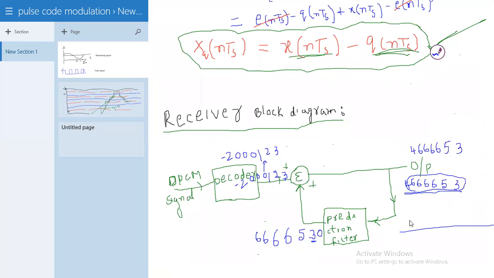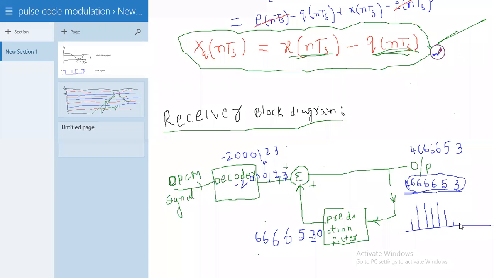సో హియర్ దిస్ ఈజ్ అన్ 4. This is an 6. 6. 6. This is an 5. This is an 3. This is a PAM signal.